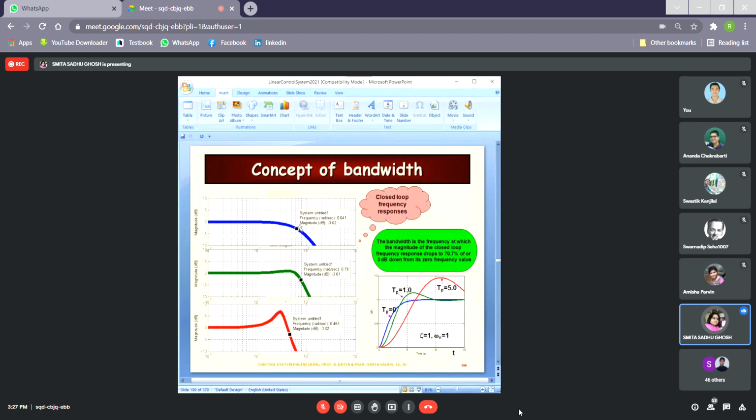That is the closest I could get to the minus 3 dB value. So the frequency can be read from this plot: 0.641 radians per second. Similarly, for the second plot, again around minus 3 dB, the frequency has been read. And for the third plot, also around minus 3 dB, the value of the frequency has been taken.